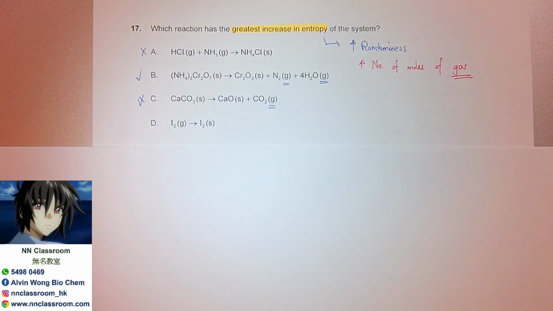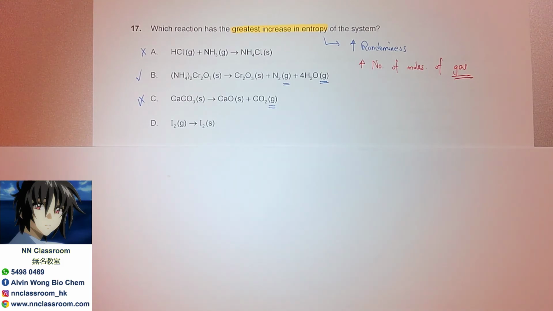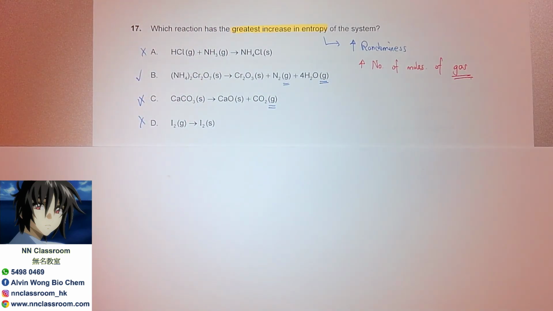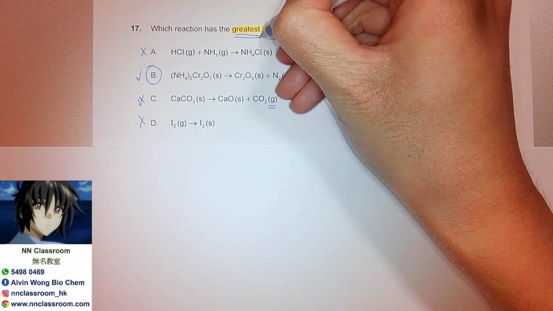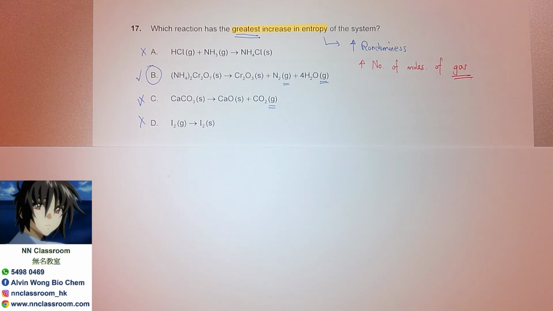And for D, obviously not our choice, because you see a reduction in gas molecules, going back down to solid in this deposition reaction. So it is obviously impossible for A and D. Finally, for the best choice with the greatest increase, we may think that both B and C show an increase in entropy, but B particularly has the greatest increase. So the answer goes to B.